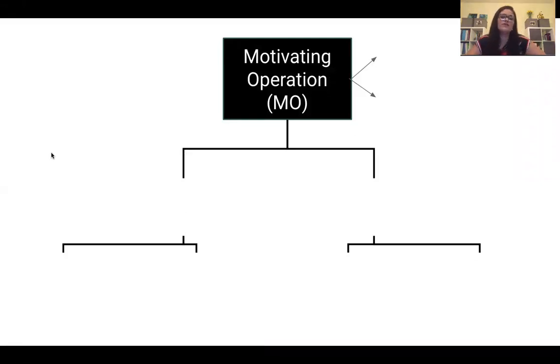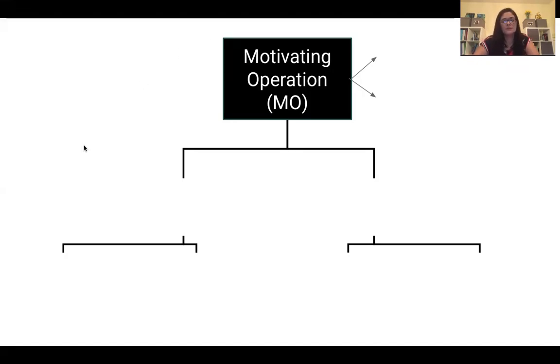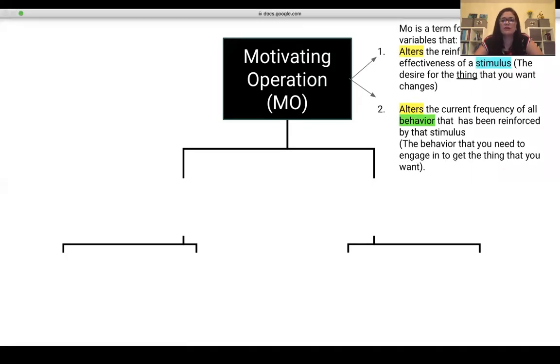Okay, let's get it rolling, guys. MO stands for motivating operation. What is the definition, in your own words? I'll help you a little. Let me give you two choices. Does it alter? Let me just give it to you because it's really long.